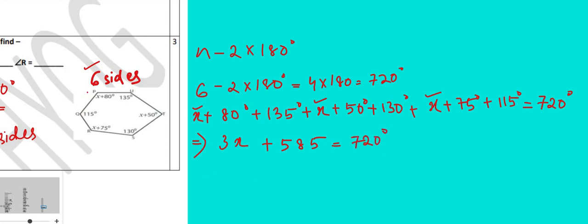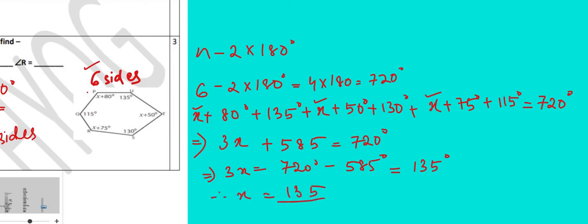So 585 is equal to 720 degrees, and then 3x is equal to 720 minus 585, which is equal to how much? 135. Therefore x is equal to 135 by 3. We get x as 45 degrees. Now we have the value of x. After this, we have to find angle P and angle R. In order to find them, we just need to put the value of x in its place.